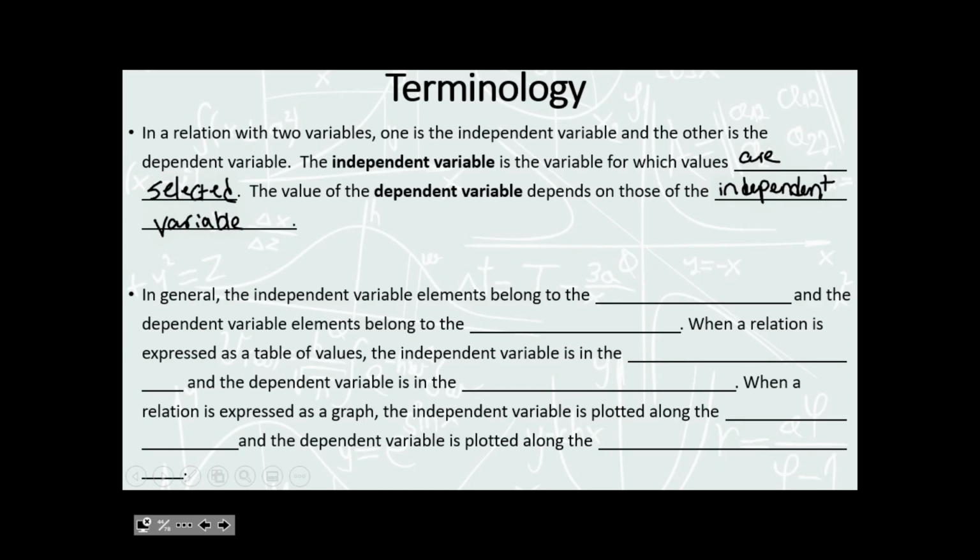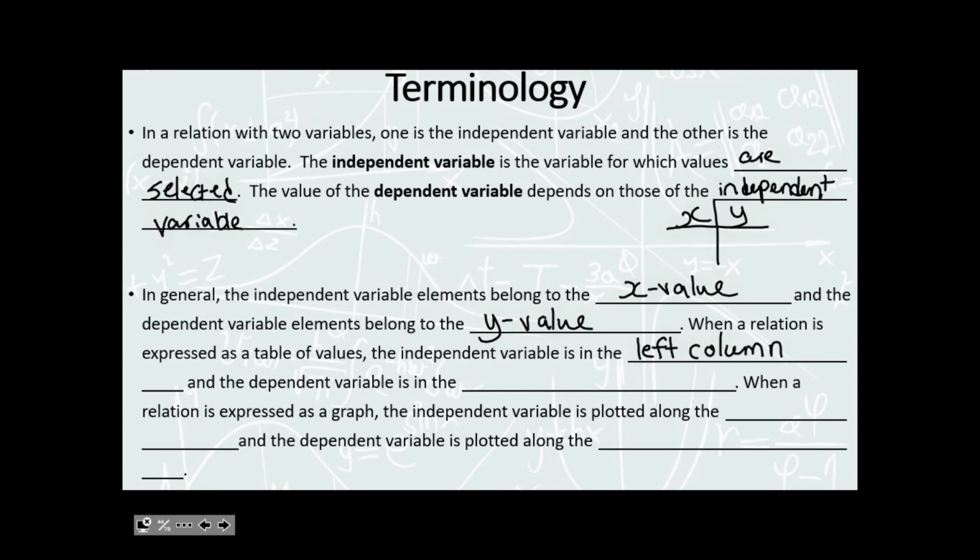Mathematically, the independent variable elements always belong to the x value. Independent always belongs to the x value, and that means dependent will always belong to the y value. Okay? If we express this as a table of values, it should generally always go like this, x and y. So the independent variable is x. That needs to be the left column on a table.